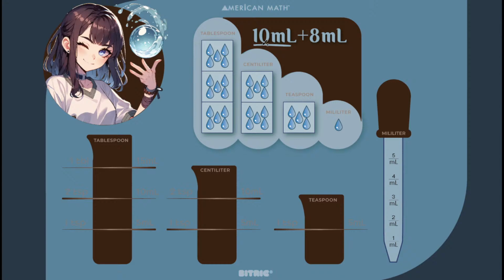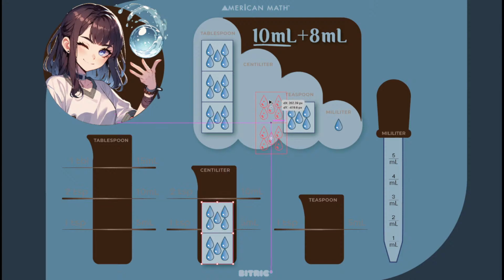So first we have 10 milliliters. Now, of course, previously, we know a tablespoon has 15 milliliters, but a centiliter has 10. So that's perfect. So what we can do is we're going to copy that. Remember, only hold Alt, not Control Alt. There we go. All right. So we have 1 centiliter, which gives us 10 milliliters. So then we move on to our 8 milliliters. Now we know another centiliter would be too high because it's 10. So we go down to our teaspoon, which holds 5. 5 can go into 8 once.